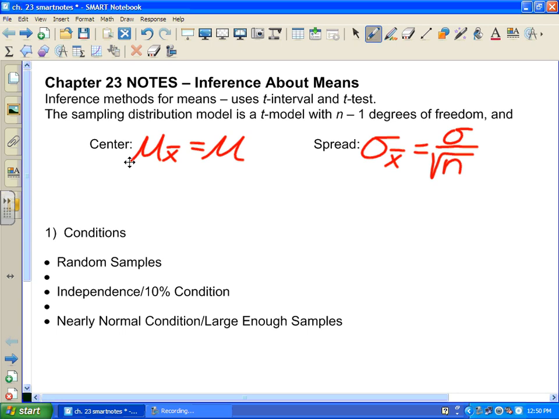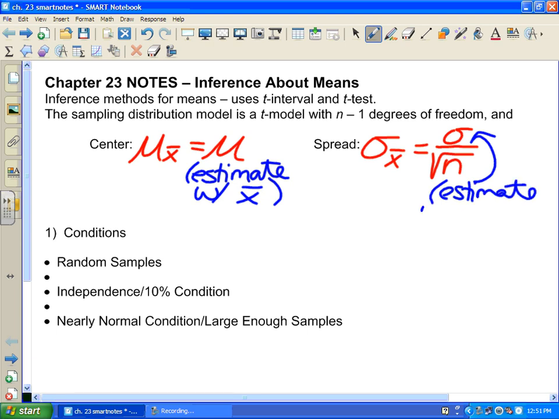Now, if you don't know the population mean and standard deviation, then you can estimate with the sample. So sometimes you'll estimate with the sample mean. So this is all just getting the symbols straight. So you estimate the sample mean, you can estimate this with the sample standard deviation, if you don't know what it is.